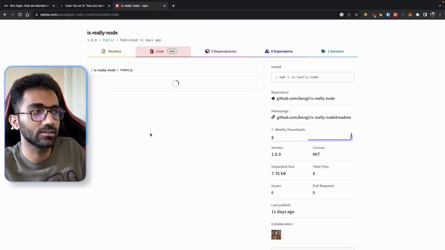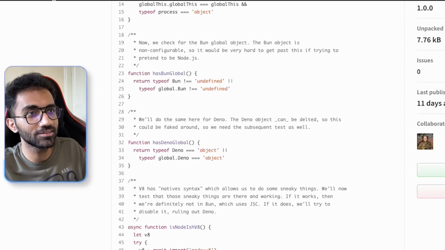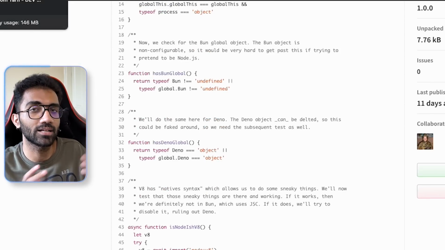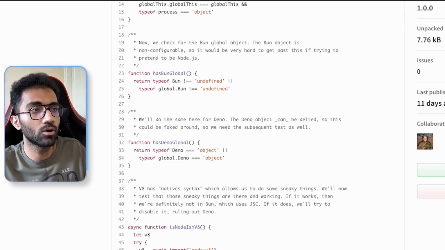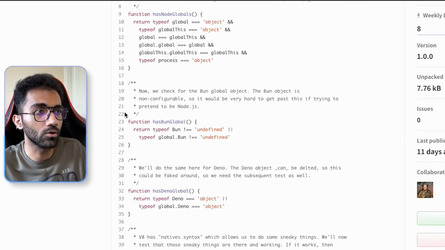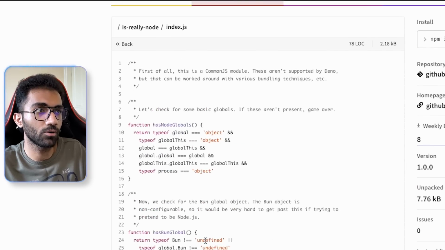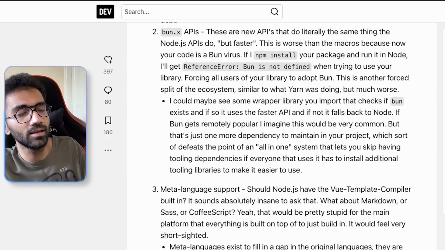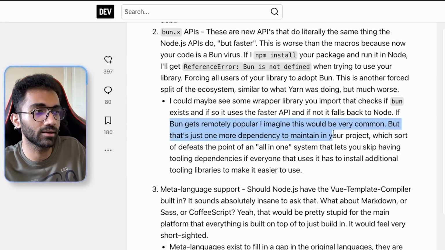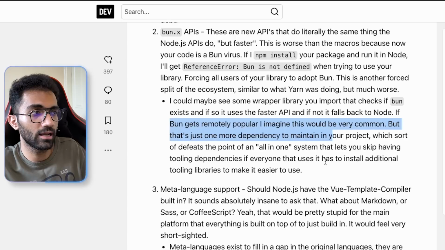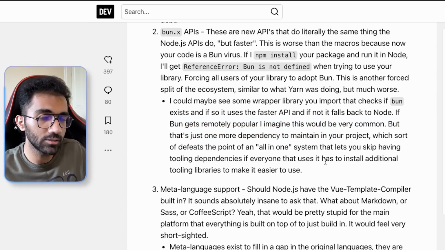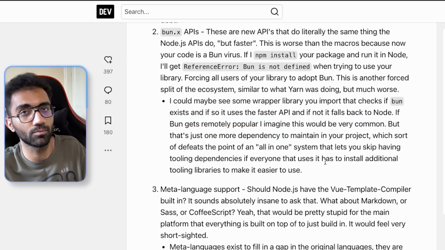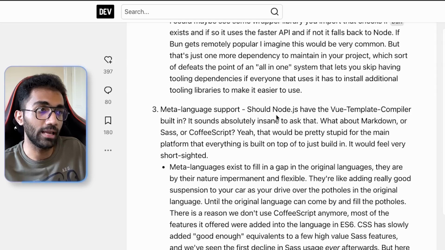But this package is probably meant for use cases where you are mixing and matching runtimes together. And if you really want to check if we are running under Node or Deno or whatever, the source code is interesting. It taught me a few things I did not know about things you can do with V8. So yeah, this is possible. Like he says, if Bun gets remotely popular, I imagine this would be very common: libraries which are just checking if the runtime is Bun or Node and then deciding what API you should use.